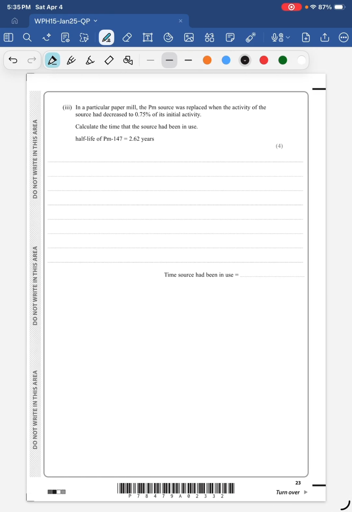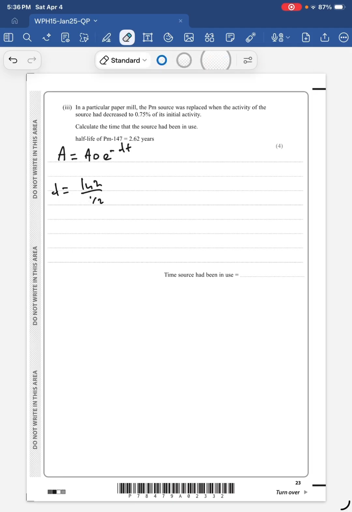part 3. In a particular paper mill, the PM source was replaced when the activity of the source had decreased to 0.75% of its initial activity. Calculate the time that the source had been in use, and they give you the half-life of promethium-147 as 2.62 years. Okay, we will use the fact that the activity follows the radiation decay law, e to the minus lambda t. Lambda can be calculated using ln of 2 over the half-life, t half, I'm sorry.